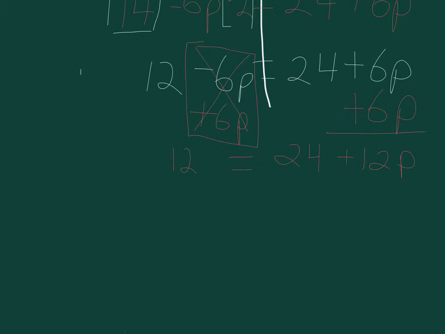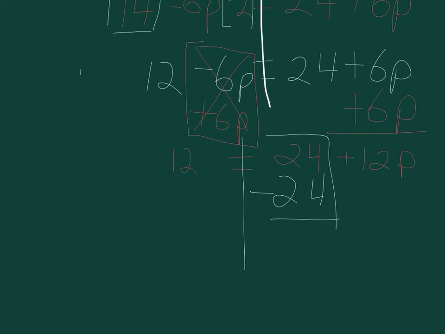Okay, so still continuing on here, we have to get rid of the 24 on the right-hand side. We just moved all the variables to the right-hand side, so the constants, or the numbers that we don't have a variable with, need to move to the opposite side. So we're going to get rid of 24 by doing the opposite. Since it's positive, we're going to subtract.